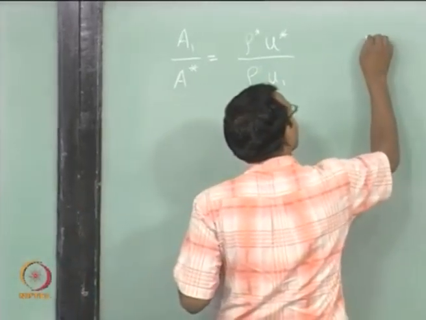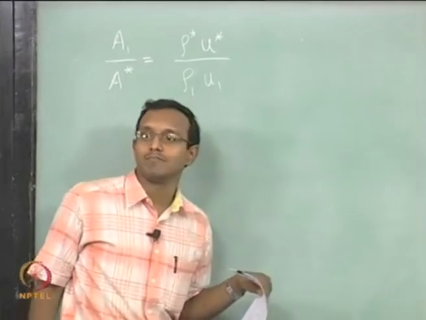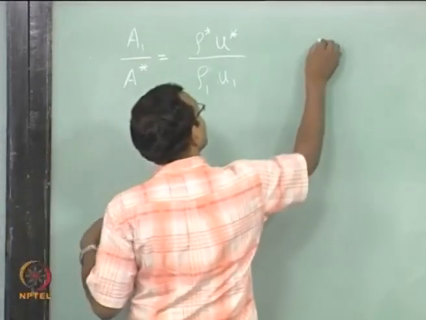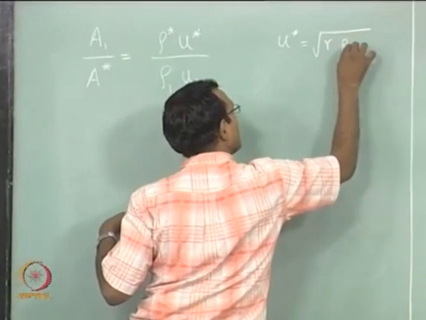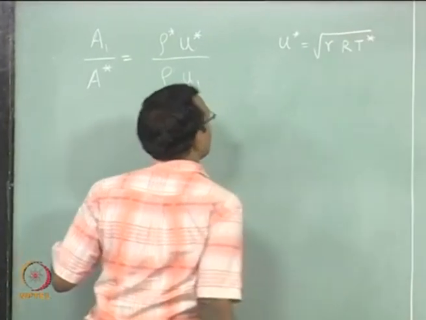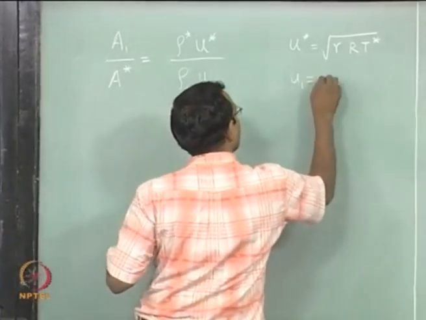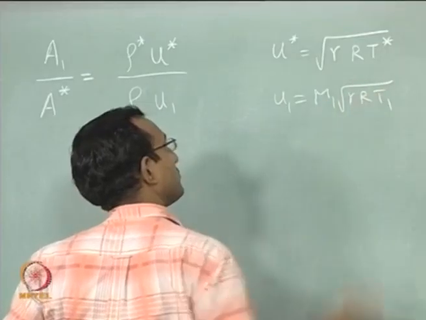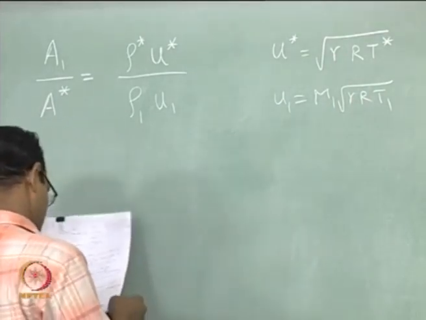Now, I have to find the individual terms in terms of something I know. I want everything in terms of Mach number, that is the overall idea for me. I can write u star as the speed of sound, and u 1 as M 1 times square root of gamma R T 1. I can write these two, that is just the direct definition of Mach number giving you the answer.